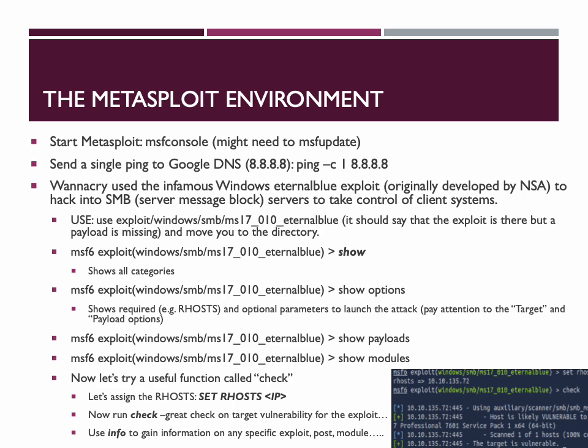Pay attention to the target and payload options. So in the msf exploit, you're still within that folder. Show payloads, show modules. Now try a useful function called check. So let's assign RHOST: set RHOST IP, then run check. Check is a way to see whether the target vulnerability is truly there for the exploit to work, right? And info is used to gain information on a specific module.